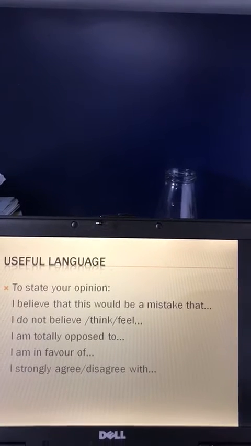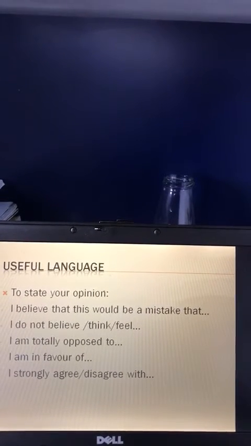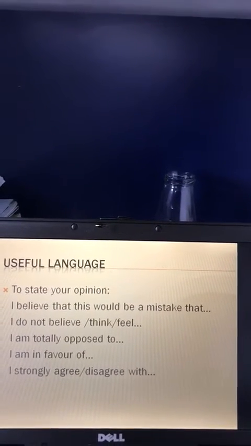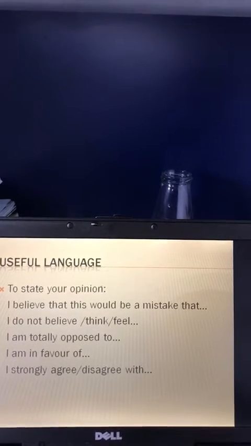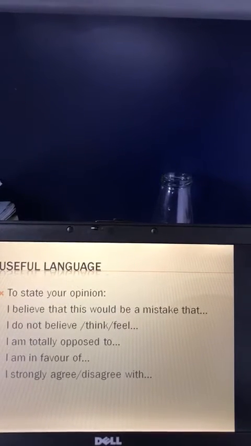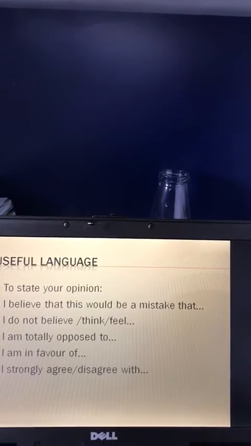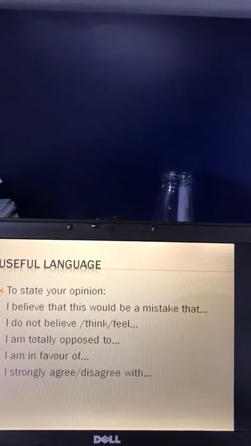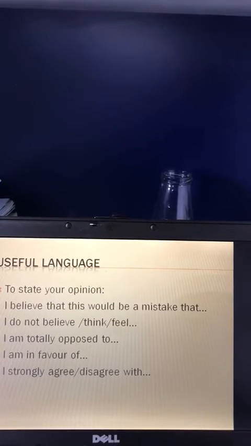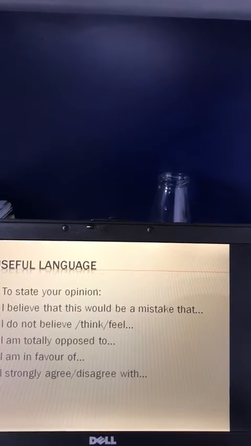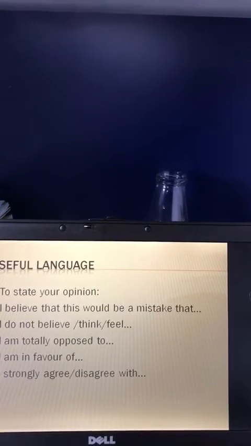To state your opinion, we may use this kind of language. "I believe that this would be a mistake," or "I do not believe," "I do not think," "I do not feel," "I'm totally opposed to," "I'm in favor of," "I strongly disagree with."